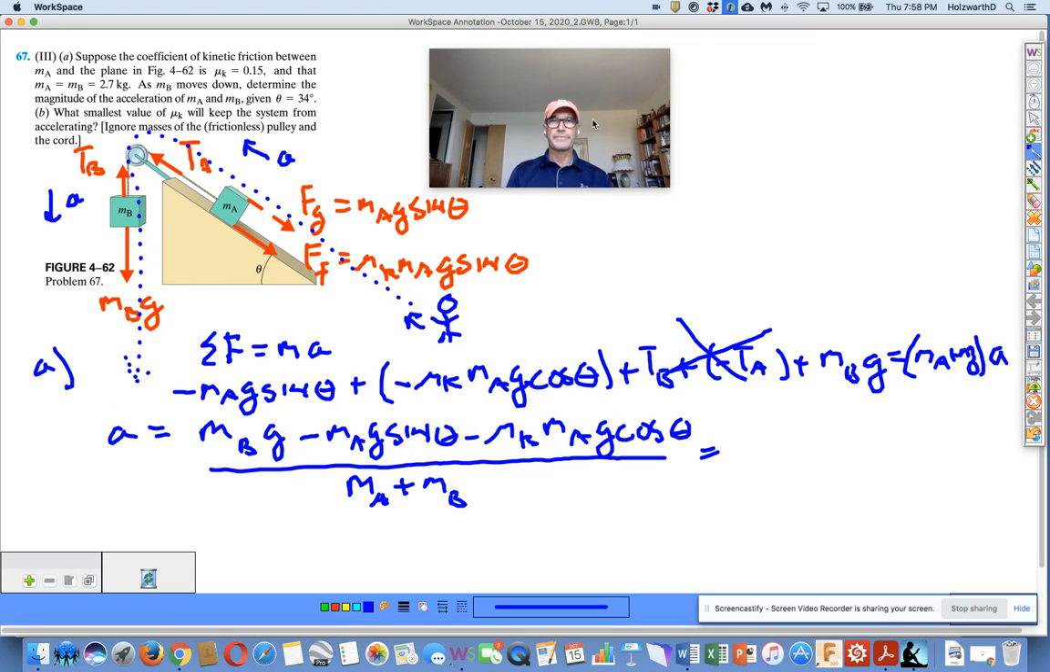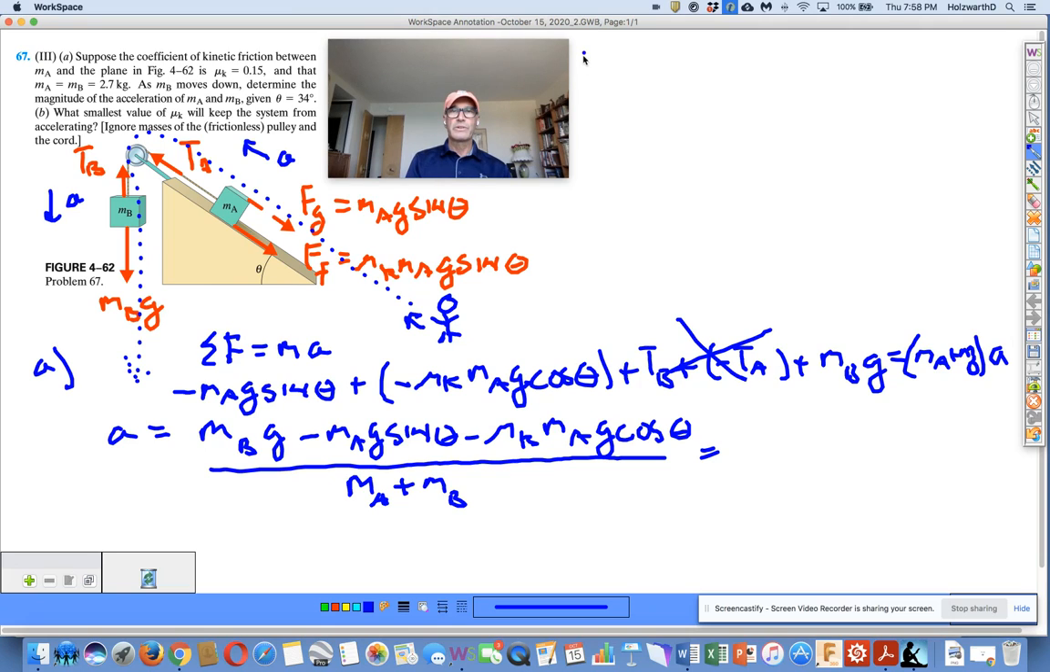For part B, I'm going to slide myself over here. Here's part B. What smallest value of mu sub k will keep the system from accelerating? So that implies that the sum of the forces equals 0. So our state of motion, in terms of the sum of the forces equaling 0, is either at rest or moving at constant speed. But since the coefficient of kinetic friction is that smallest value, the system's moving at constant speed. That being said, the net force equals 0, or the net force is equal to m sub A plus m sub B times a, where a is equal to 0.